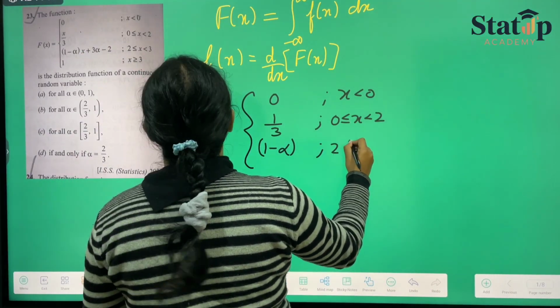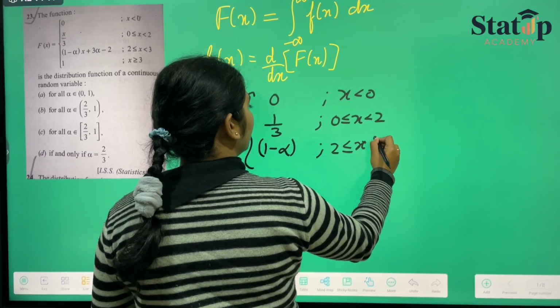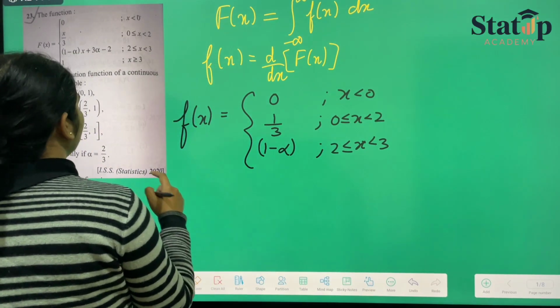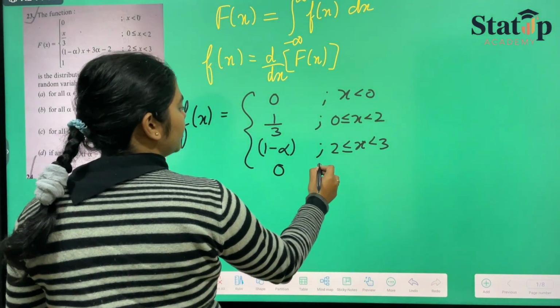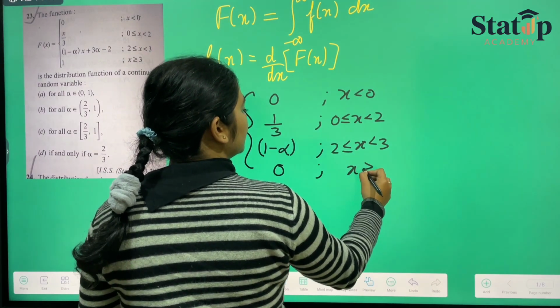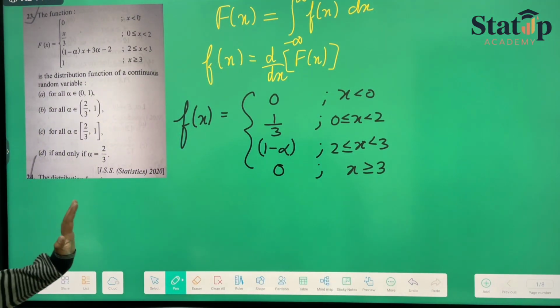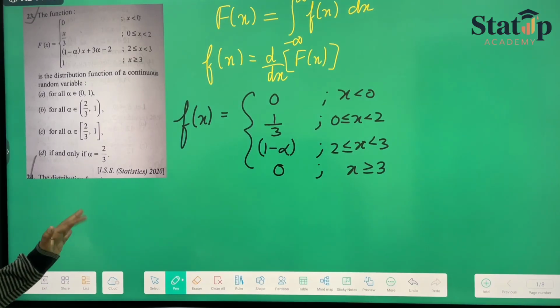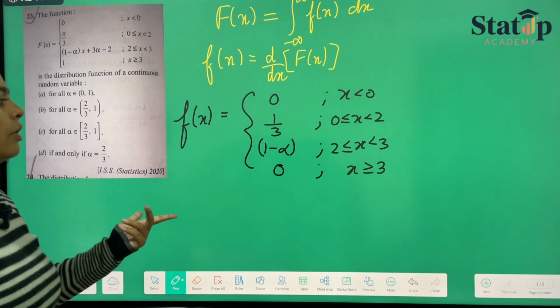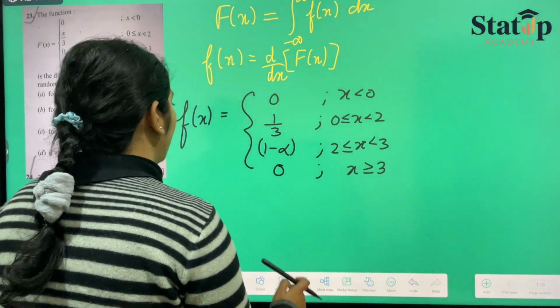From the range 2 to 3. And the last one is 1. If we differentiate it, it will be 0 for x greater than or equal to 3. This is our PDF that we have calculated from the CDF by differentiating it. Now we just have to put it in integral form so as to find the value of alpha.